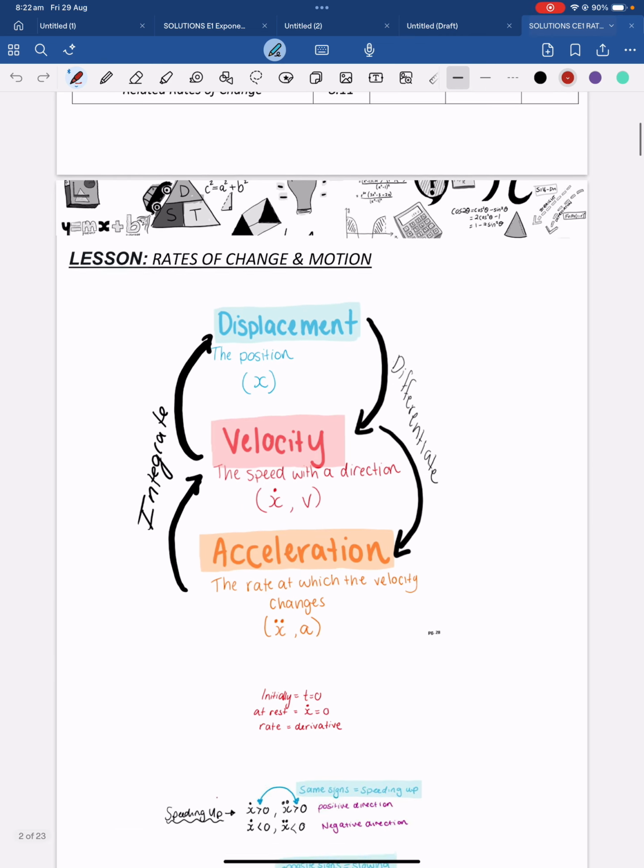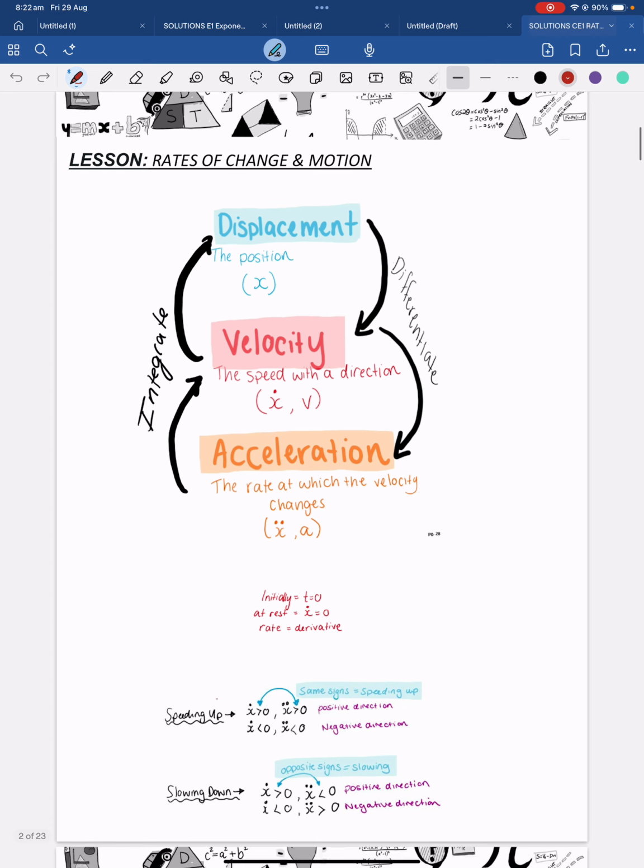So the first lesson, I've just got a summary on the first page here when we're looking at displacement, velocity, and acceleration. So displacement is the position of, let's say, a particle, where it is. Velocity is not the exact same thing as speed. It is speed, but it has a direction, so either positive or negative. So that's a key thing to know there. And acceleration is the rate that the velocity is changing, okay?